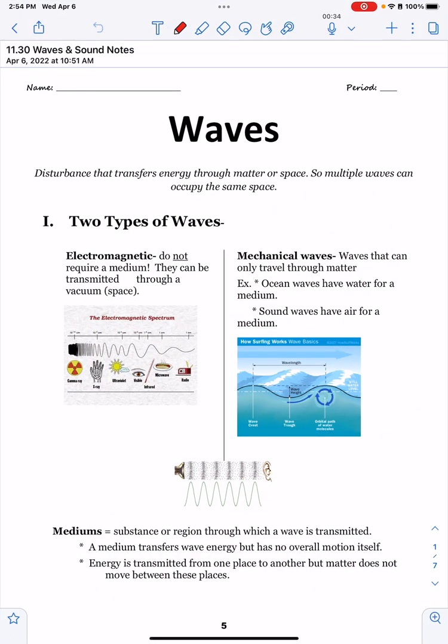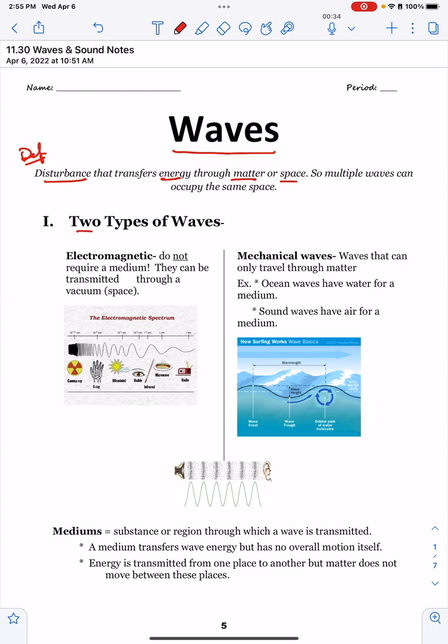Okay, I'm going to talk about waves today. Waves is a new unit we're starting. And this is a definition right here, if you don't notice that. A wave is a disturbance that transfers energy through matter or space. And we're going to talk more about that.